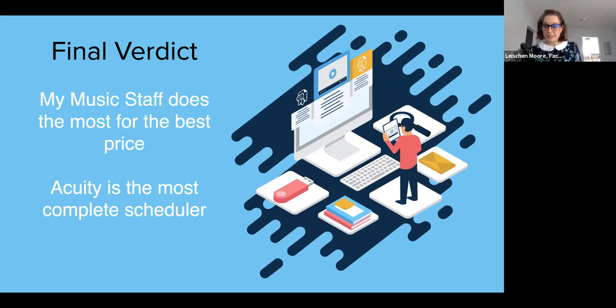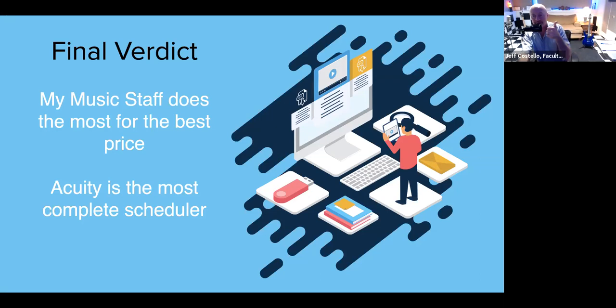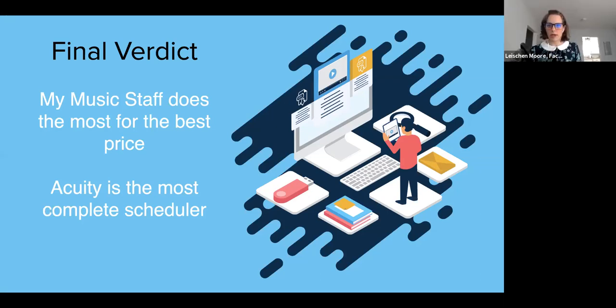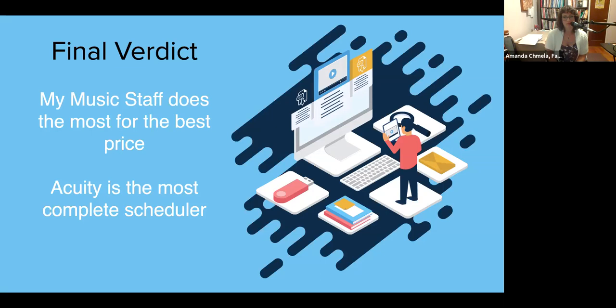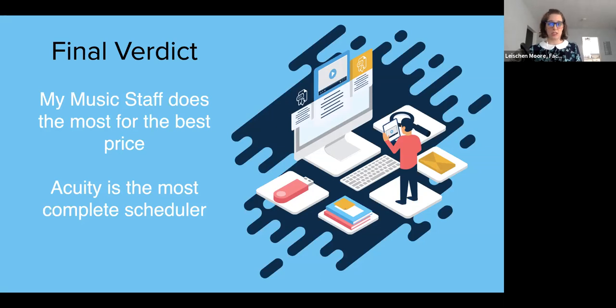Yeah, excellent. So the final verdict. Oh, sorry. Yes, final verdict. My Music Staff does the most for the best price. It does a lot. Acuity is the most complete scheduler. So if you need specific scheduling needs, I would go with Acuity, hands down, no question. If you run a very tuition-based studio, you have regular clientele, you have a lot of families, you need to really work with separate logins, then My Music Staff is the better choice for you.